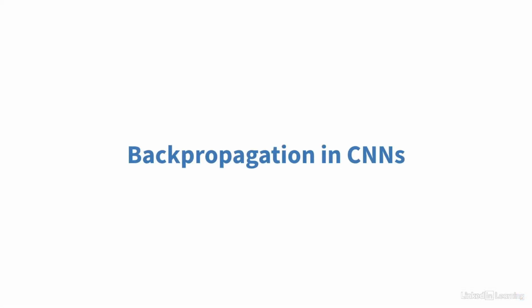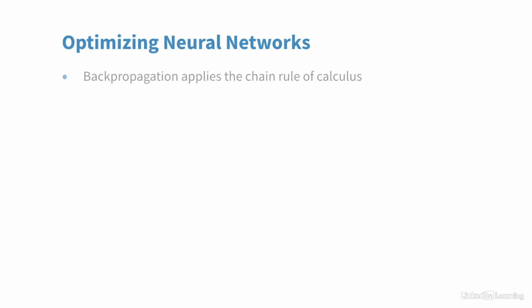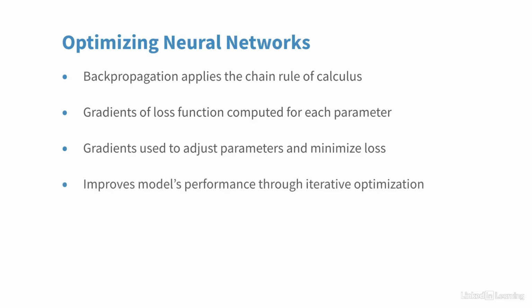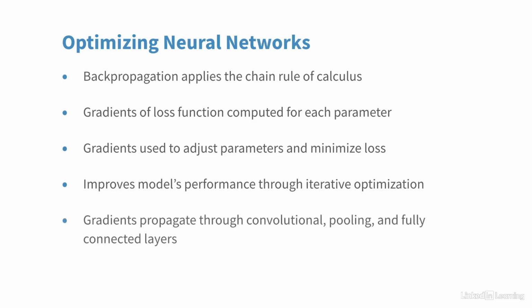Backpropagation is why deep learning works. It's a critical algorithm in training convolutional neural networks. It calculates and propagates gradients through the network to update its parameters. The algorithm works by applying the chain rule of calculus, computing the gradients of the loss function with respect to each parameter in the network. These gradients are then used to adjust the parameters, minimizing the loss function and improving the model's performance. In the context of CNNs, backpropagation works differently through layers, from convolutional, pooling, and fully connected layers.